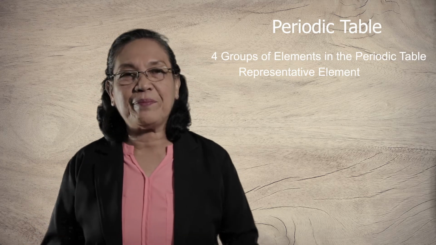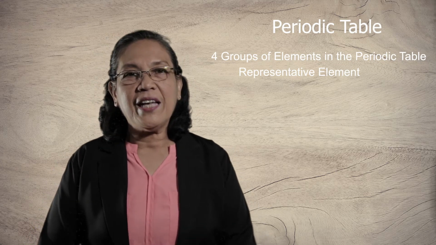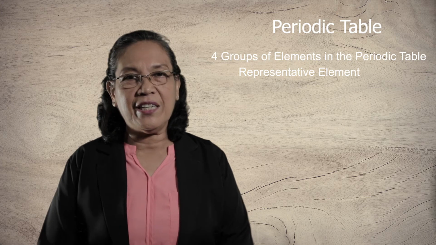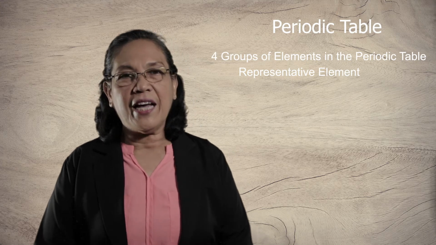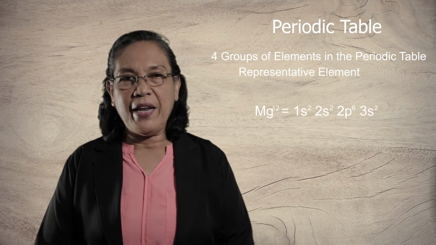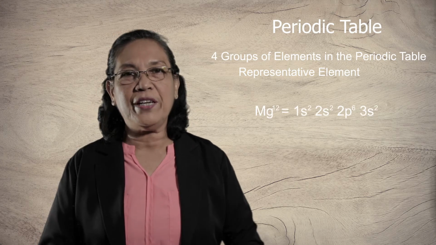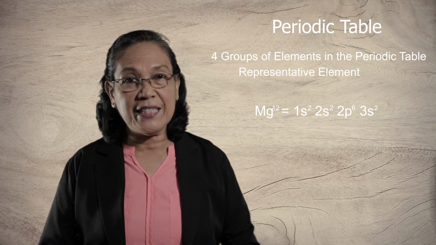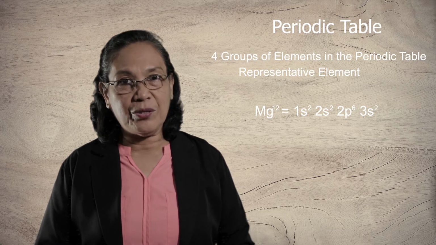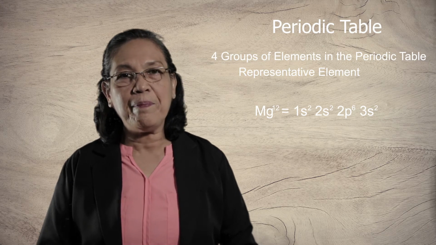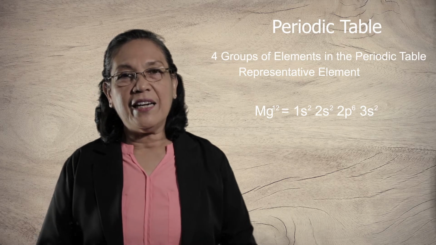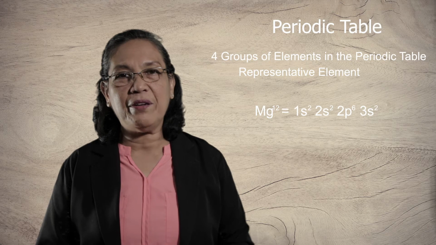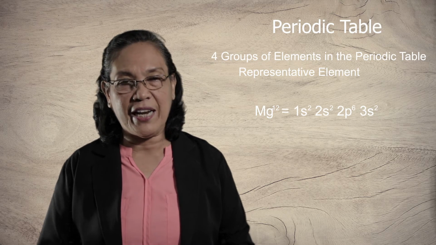For example, the element magnesium. There are 12 electrons, and when you write the electronic configuration for magnesium, you will have 1s2, 2s2, 2p6, 3s2. So it fills up the s orbital. And there is one energy level which is incompletely filled up with electrons.